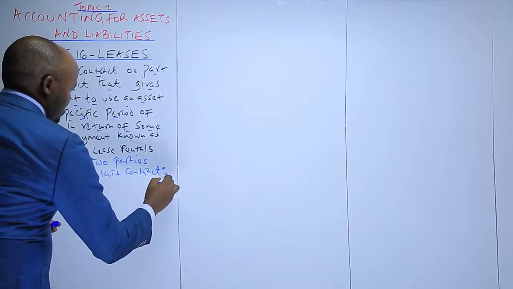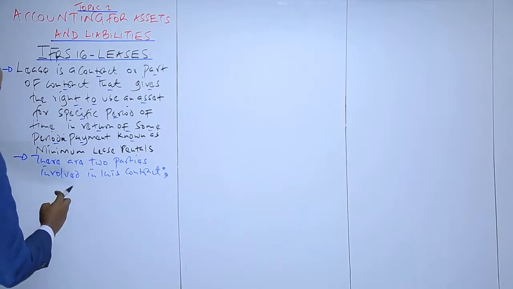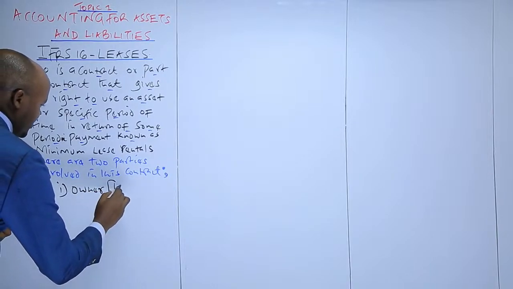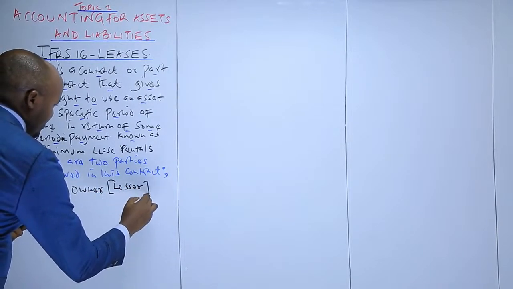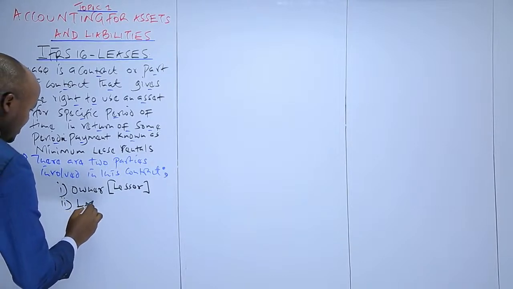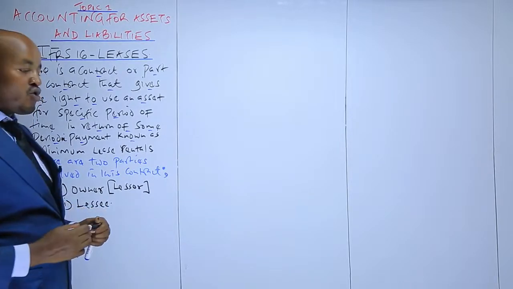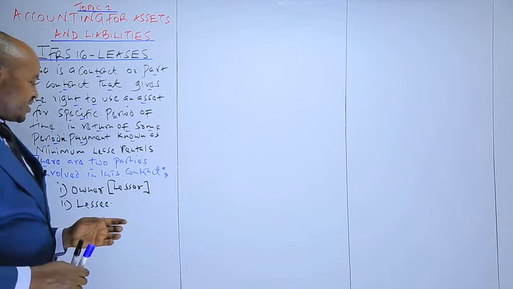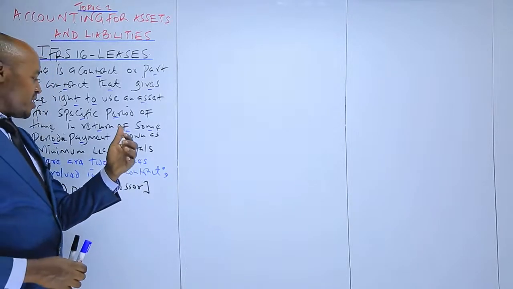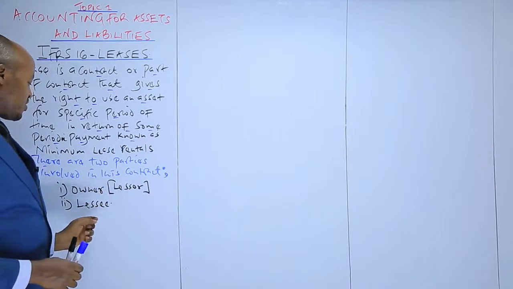And those 2 parties include who? Number 1, we have the person who owns the asset, the owner of the asset, and we refer to this person as the lessor. And then number 2, we have the person who has been given the right to use an asset, and that particular person is called the lessee. So the owner of the asset is called the lessor, who gives the right to use an asset to another person who is called the lessee.